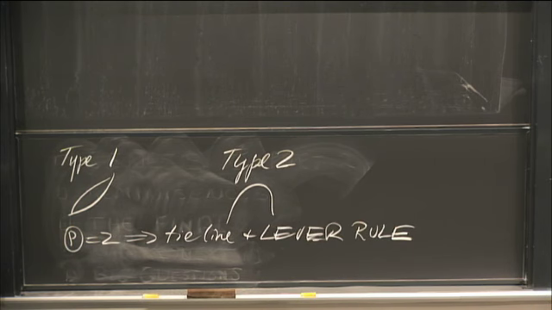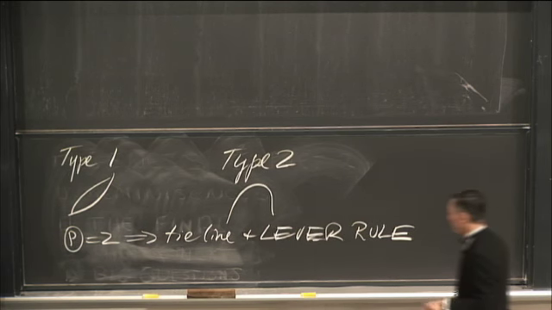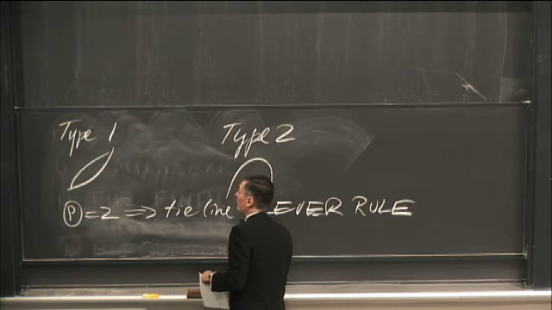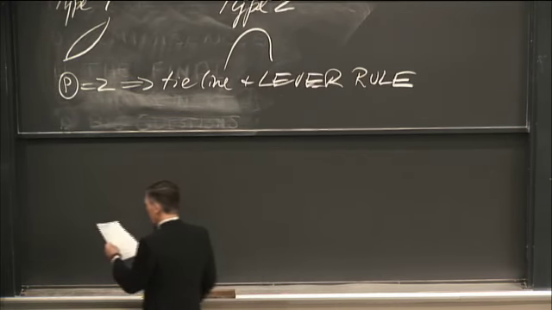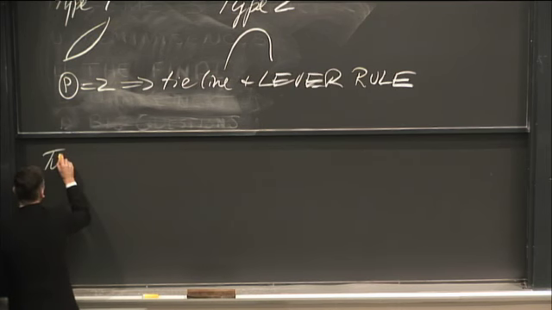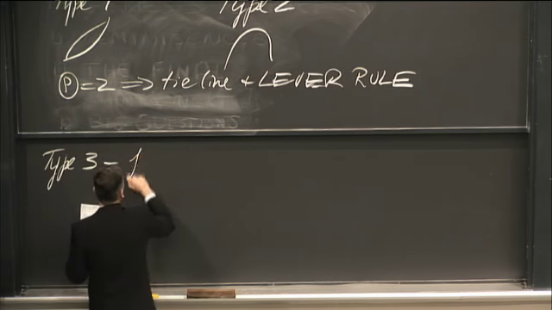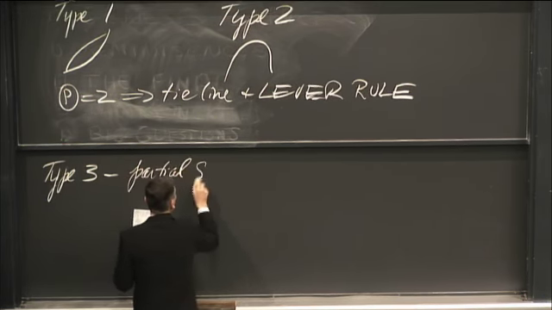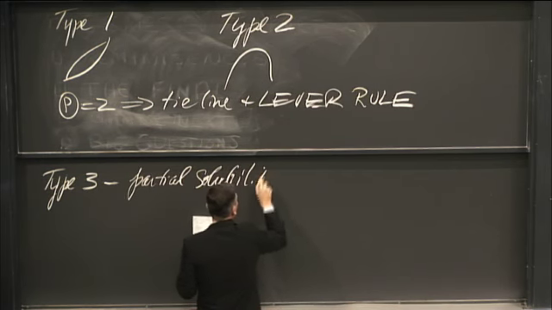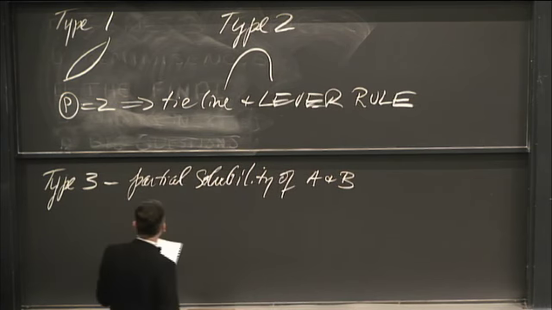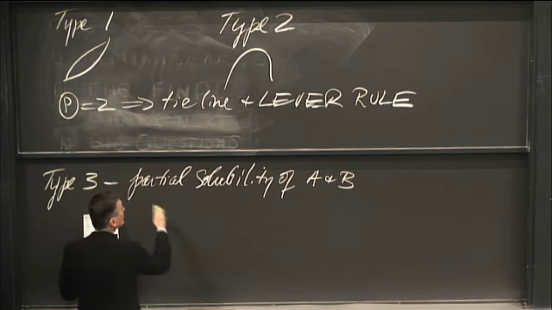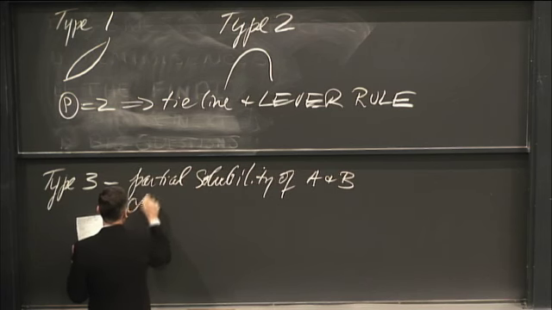What I want to do today is talk about the last type of phase diagram that we'll speak about in 3091, and that's called type 3. I came up with these very original, easy to remember labels. So type 3, what characterizes type 3 phase diagrams? Well, we have partial solubility of A and B. A is one of the components and B is the other component. So partial solubility of A and B and change of state.